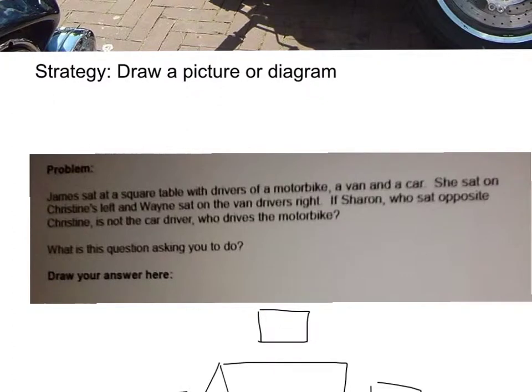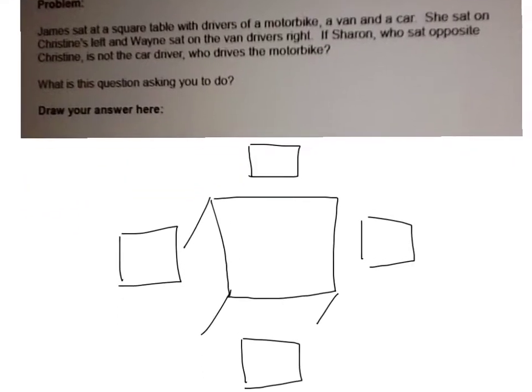So James was sitting at a square table with the drivers of a motorbike, a van and a car. He sat on Christine's left and Wayne sat on the van driver's right. If Sharon, who sat opposite Christine, is not the car driver, who drives the motorbike? So the question is, what is this question asking you to do? Find the answer, and we're going to draw a picture to help us.